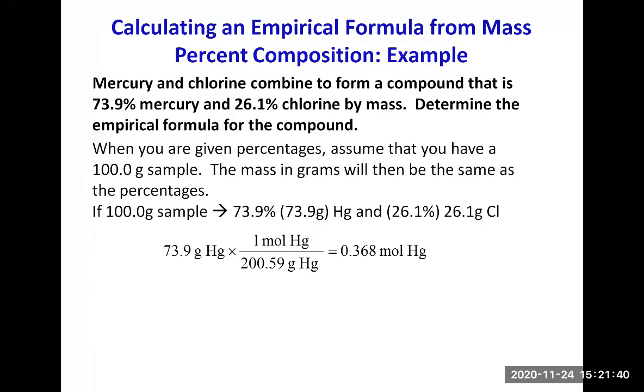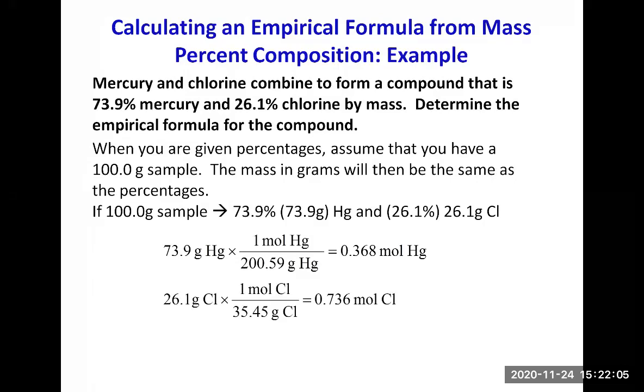In the calculator, you do 73.9 divided by 200.59. And the calculator answer is 0.368413. But here the percentages were given with 3 sig figs, so we keep 3 sig figs. So 0.368 moles of mercury.